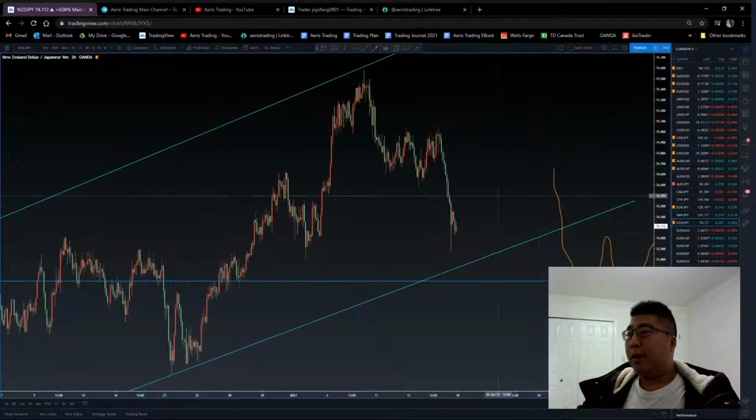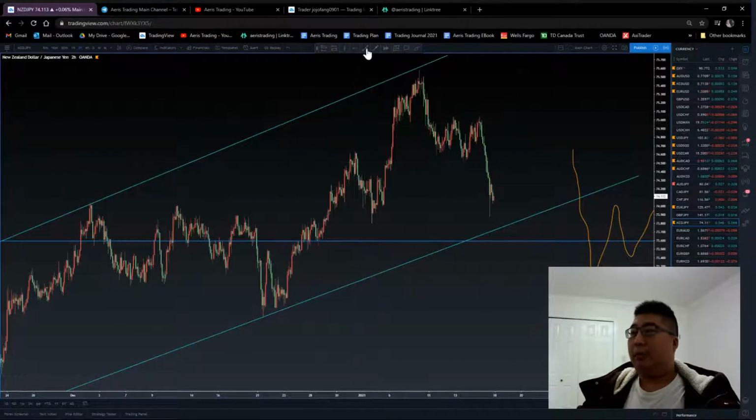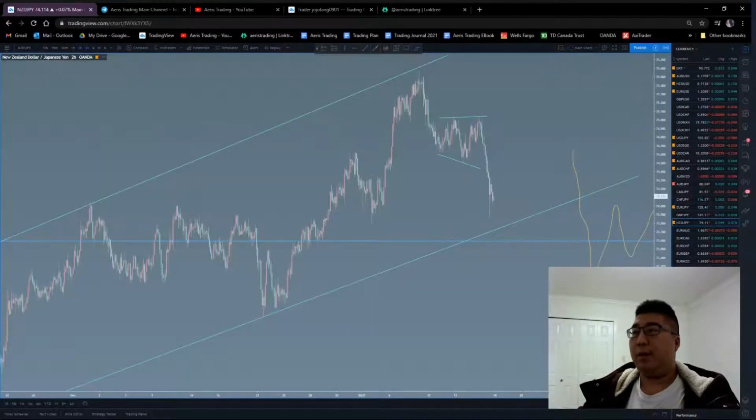Kiwi Yen. So Kiwi Yen is also looking great now. I think Kiwi Yen wasn't looking as good, but now is developing into something that I really like. It's very similar to Aussie Yen now, which is great.